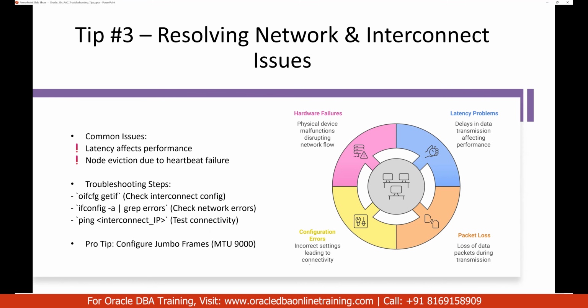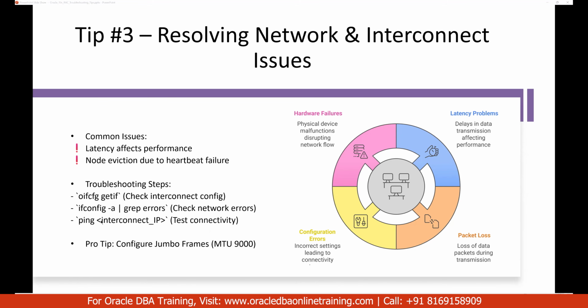Okay, so whenever this kind of situation arises, ultimately it will impact your cluster, because in RAC environments, interconnect has a very significant role to play. So whenever this kind of situation arises, the first thing you can try and test is to ping the interconnect IP addresses. Before you jump to the interconnect IP address, you need to know what the interconnect IP addresses are.